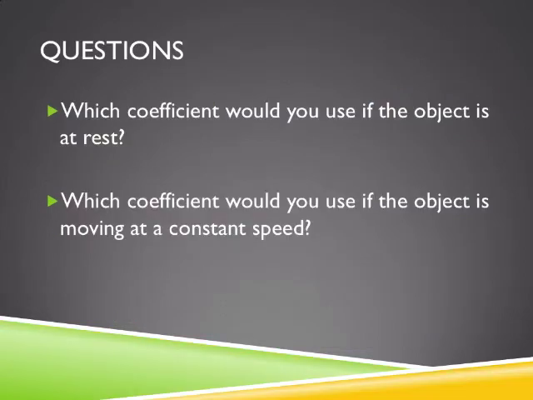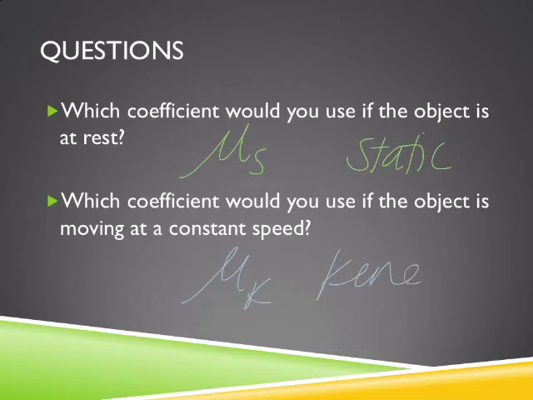So, two questions that I want you to try. Which coefficient would you use if the object is at rest? And then which coefficient would you use if the object is moving at a constant speed? Hopefully you are saying mu s, coefficient of static friction, static, for the first one, and mu k, or kinetic, for the second one.